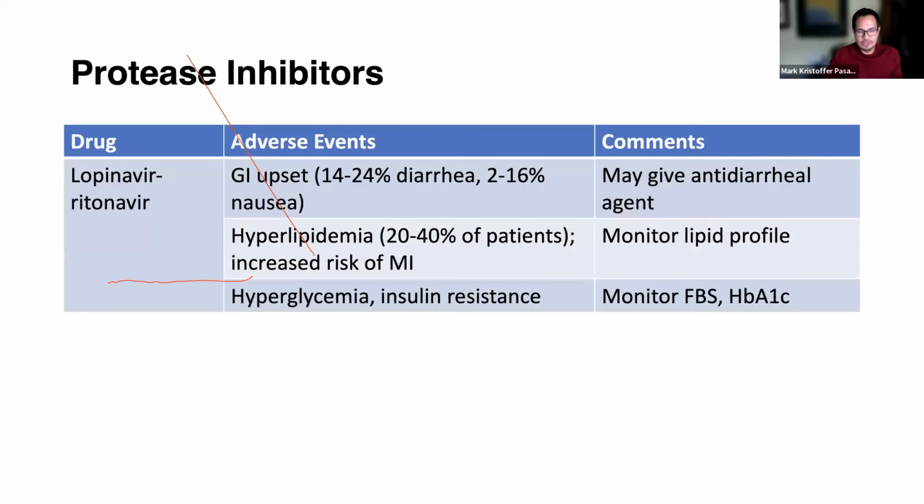For lopirito, the common side effect is still GI. So 14 to 24% would complain of diarrhea, and 2 to 6% will complain of nausea. You may give antidiarrheal agents if the patient complains of diarrhea because of lopinavir-ritonavir. Now, lopinavir-ritonavir is more implicated in causing hyperlipidemia, elevated total cholesterol, LDL, and triglycerides.